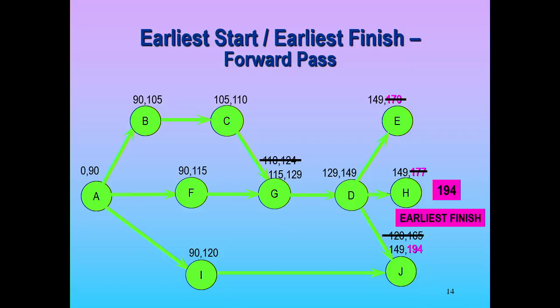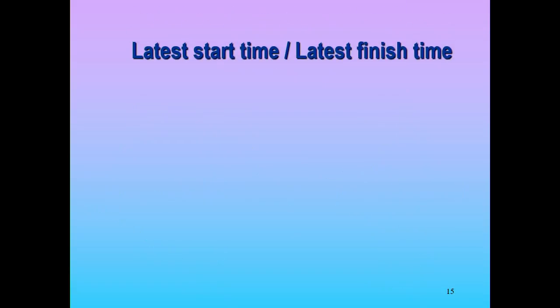Okay, so that wasn't too bad. We made a forward pass through the network. We figured out early start, early finish time for each of the nodes. We're going to do something a little different in the second step. We're going to figure out for each activity the latest start and the latest finish time, with the caveat that it can't affect that 194 days, right? 194 days is what we said, the earliest the whole project can get done. So we want to figure out the latest every activity can start and not impact that 194. Does this make sense? Okay.